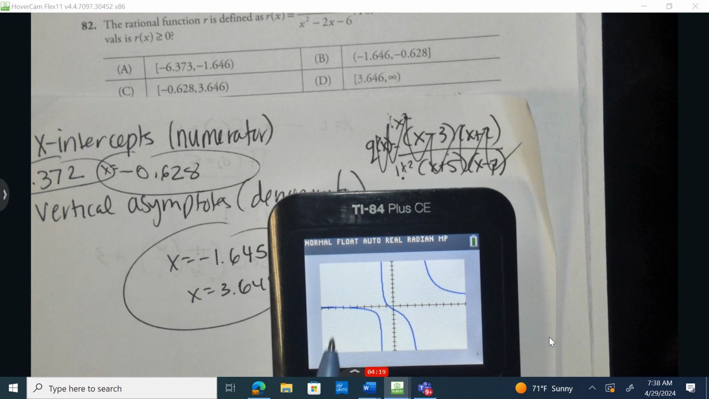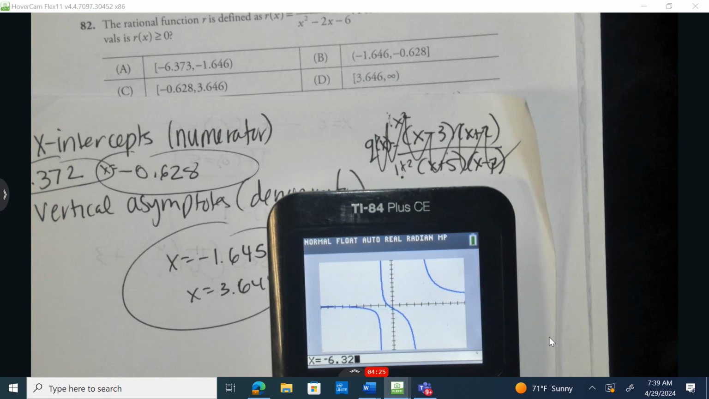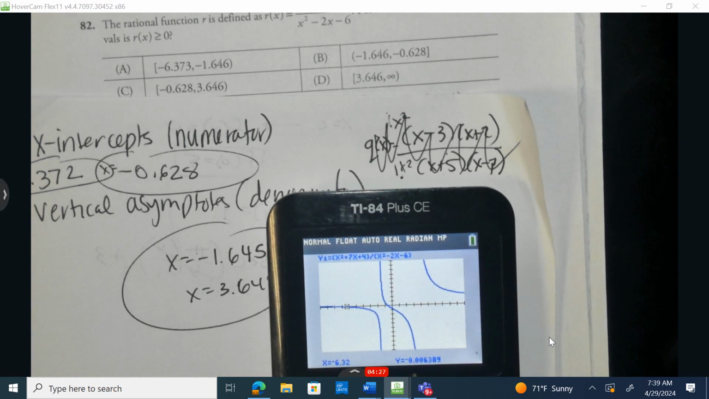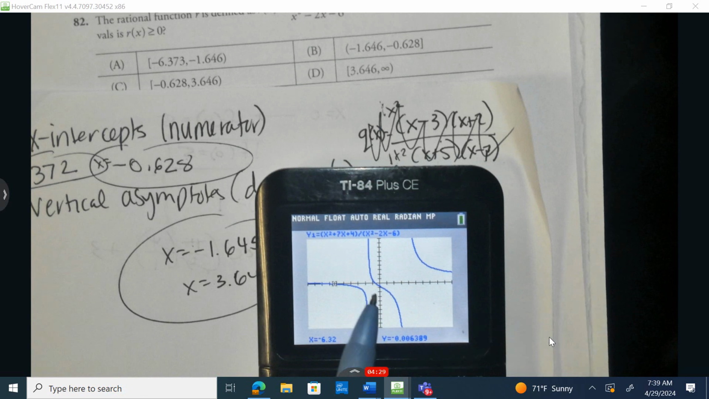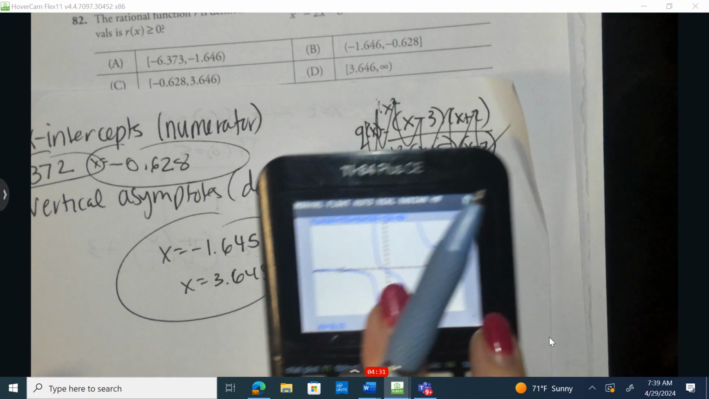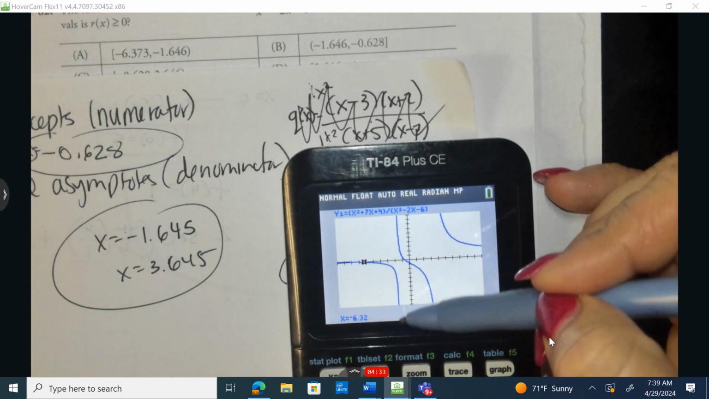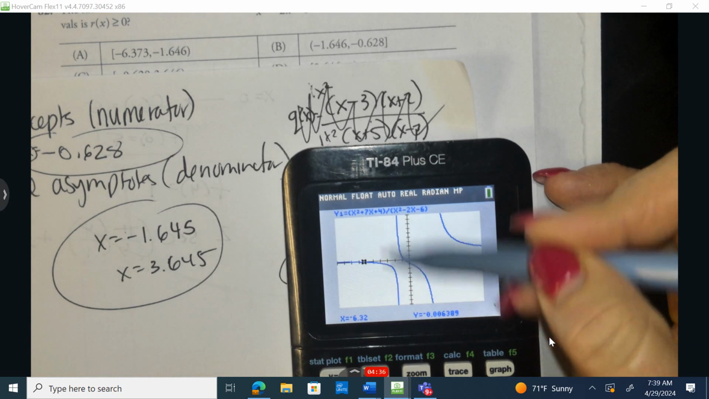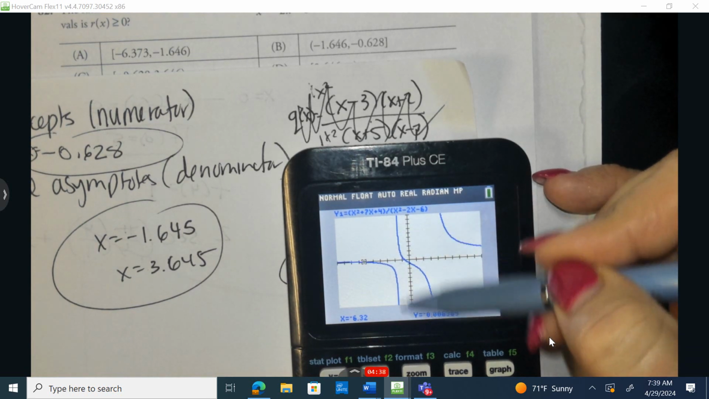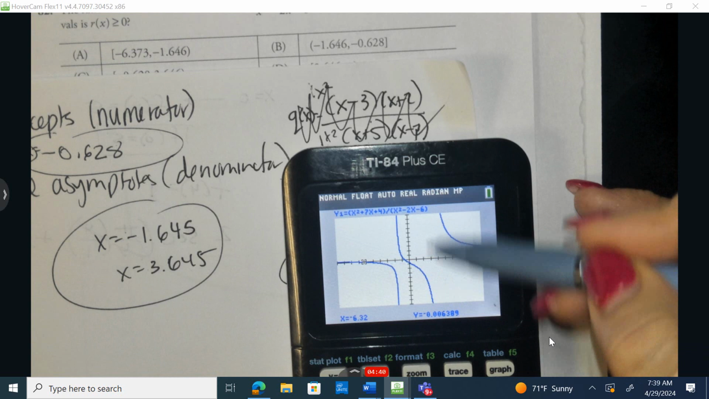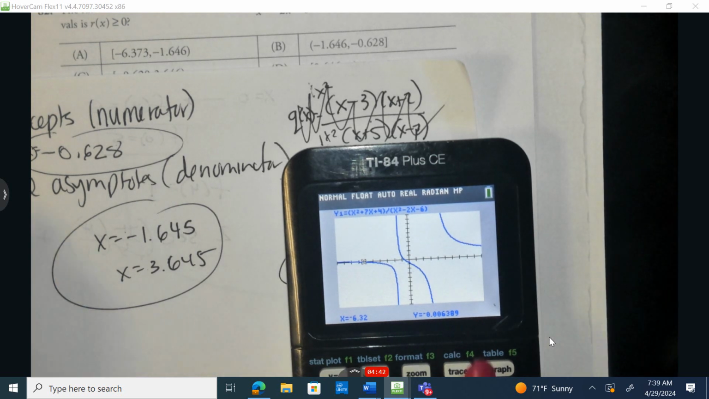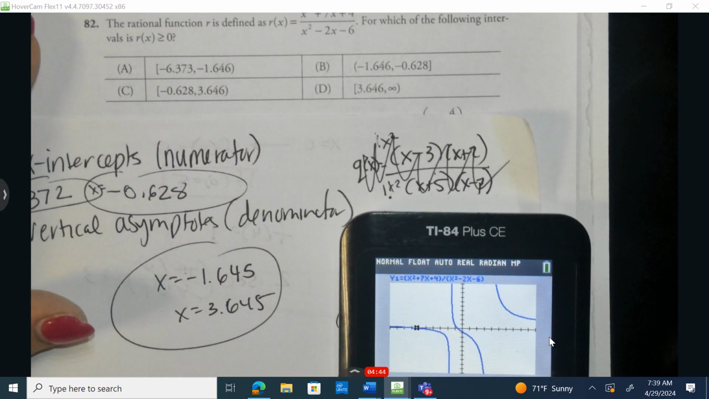I have x-intercepts at negative 6.3, and I can show you that. Here's a value. Let's go negative 6.372, and we can see that's pretty much there, right? That's our x-intercept. We also have another x-intercept here. And then here are my vertical asymptotes right here at negative 1.645 and also at 3.645.